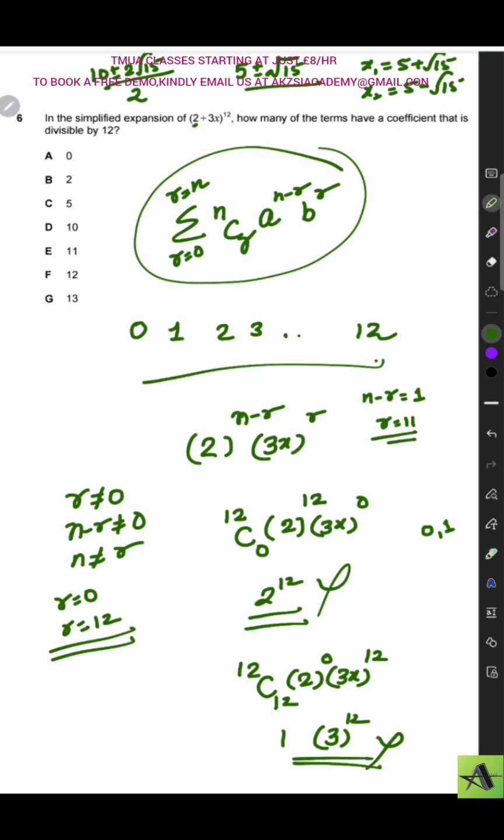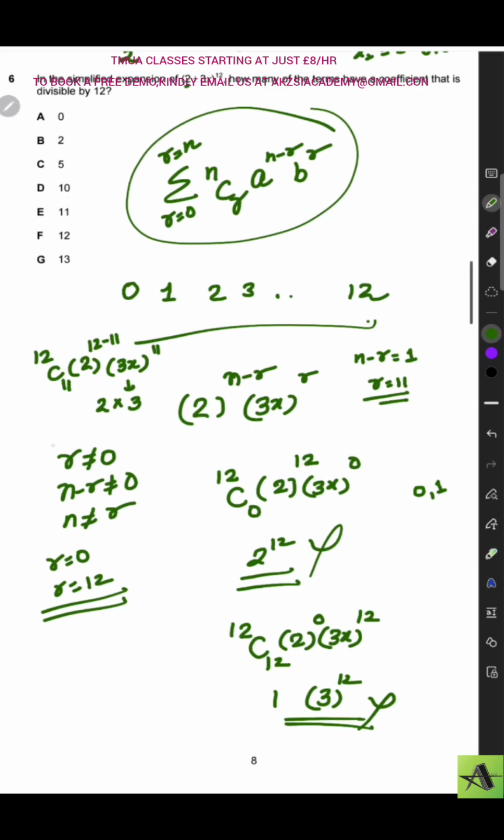So when I put 12C11 times 2 to the power of 12 minus 11 and 3x to the power of 11, this will give me a multiple of 3, obviously. This will give me 2, so that means this is not a multiple of 12, but let me solve this one. So 12C1 is actually 12.